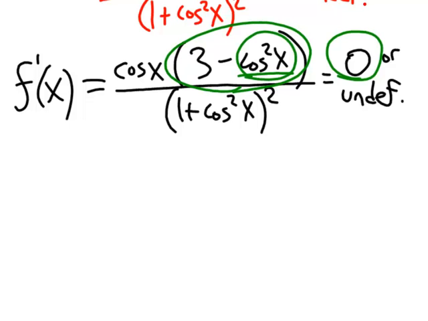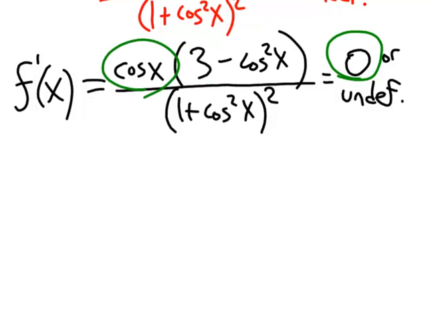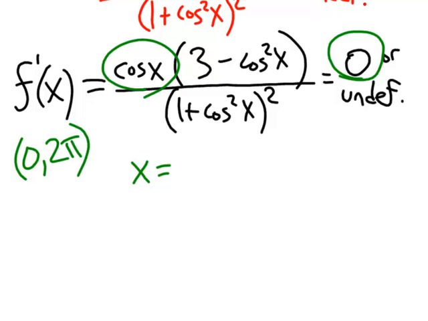Cosine squared of x could never equal 3. Okay, so we're not going to get any critical numbers from here. That leaves just this. When is cosine of x going to equal 0? We use our unit circle knowledge, and we know that that happens. And remember, we're working on the interval from 0 to 2 pi, right? So even though there are technically an infinite number of x values where cosine of x will be 0, we're only going to count the pi over 2 and the 3 pi over 2. And those are what we'll call our critical numbers.